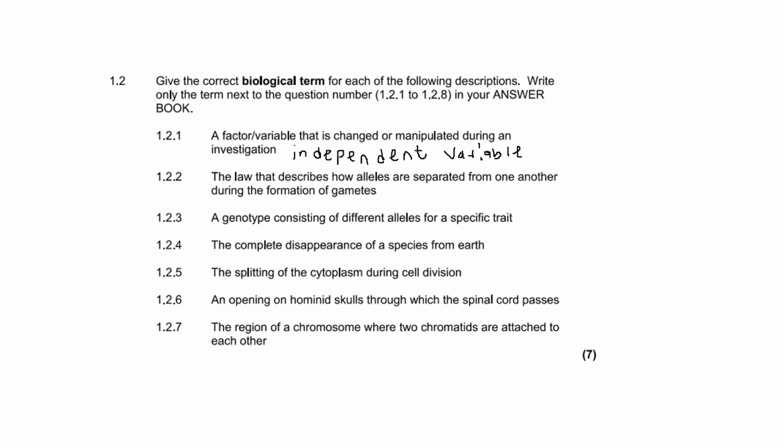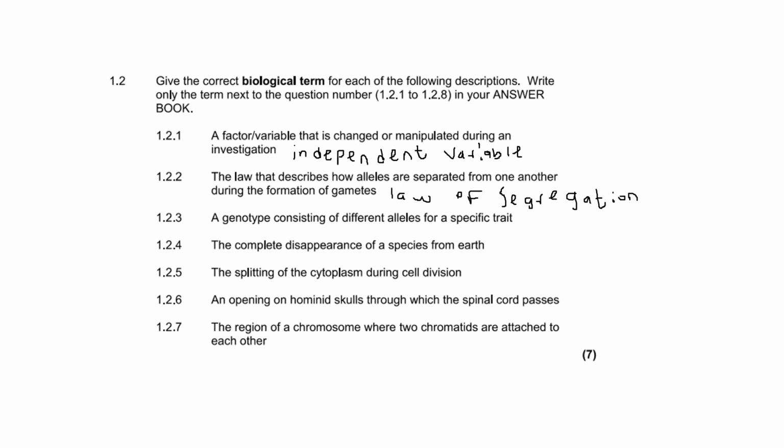1.2.2, the law that describes how alleles are separated from one another during the formation of gametes. We call that the law of segregation. We've got different laws, like the law of dominance, and some of them were found after Mendel did his investigation. So that's the law of segregation, where the alleles separate from each other.